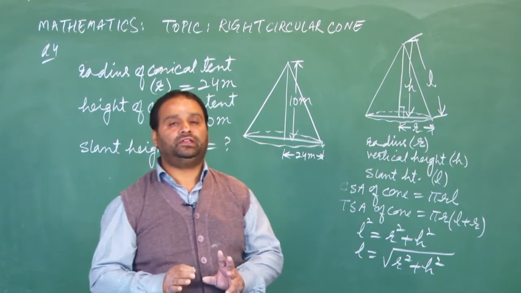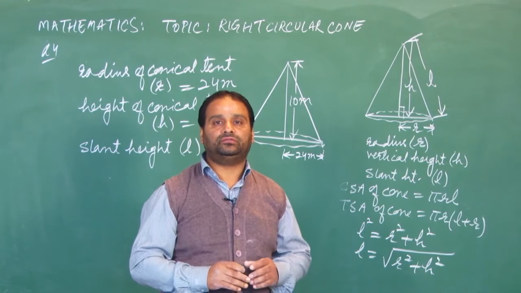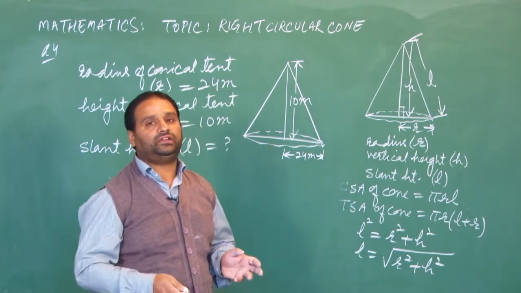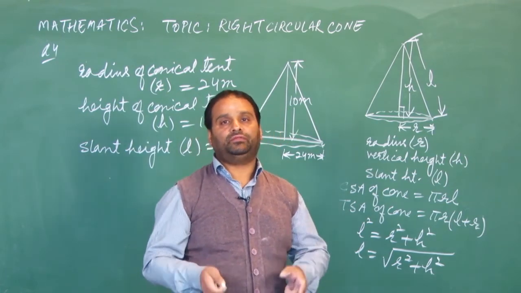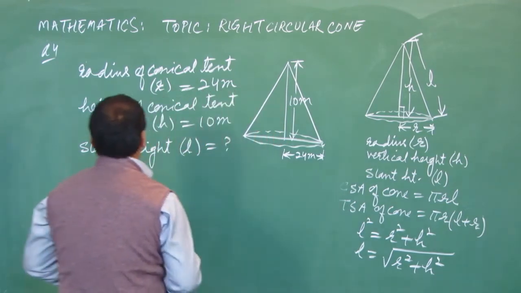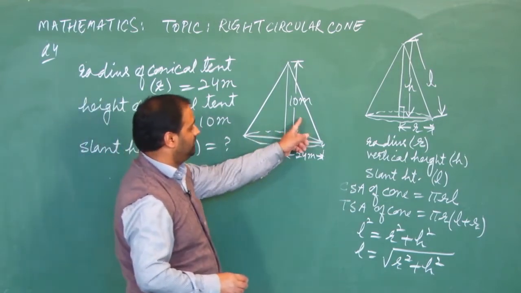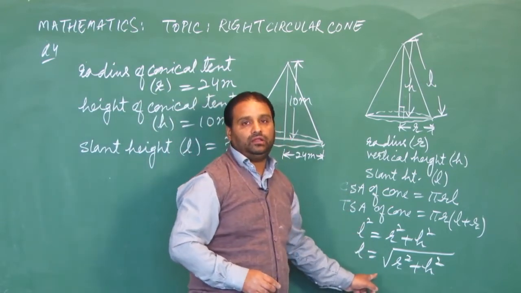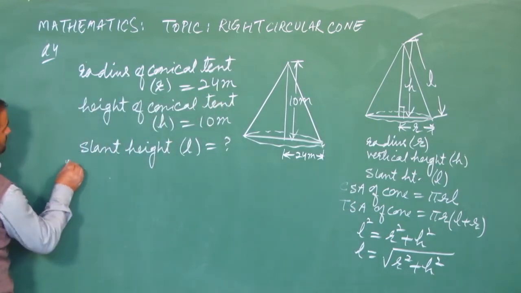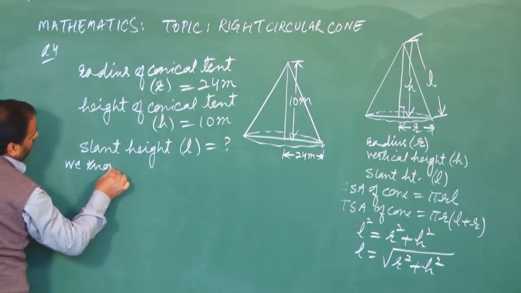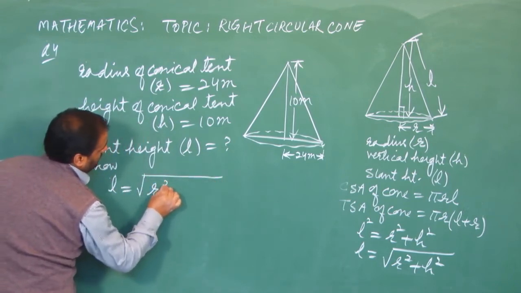So we will first find out the curved surface area of the tent, that is the actual material used for making that tent, and after that we can find out the total cost for bringing the material for that tent. Since slant height is missing, by Pythagoras theorem the slant height L is the root of r square plus h square.